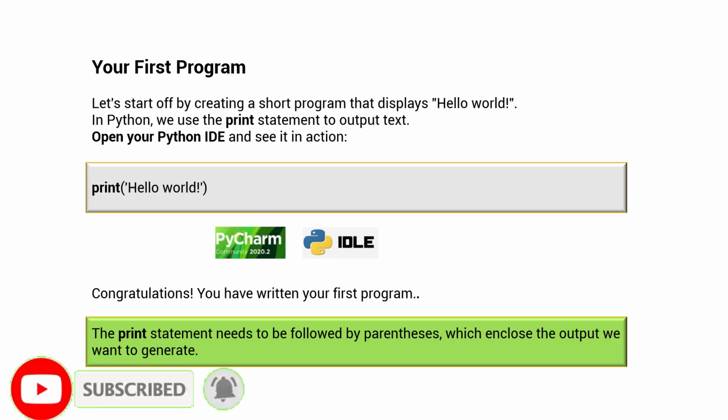Let's start off by creating a short program that displays hello world. In Python, we use the print statement to output text. Open your Python IDE and see it in action. I'm going to use PyCharm IDE to try this.